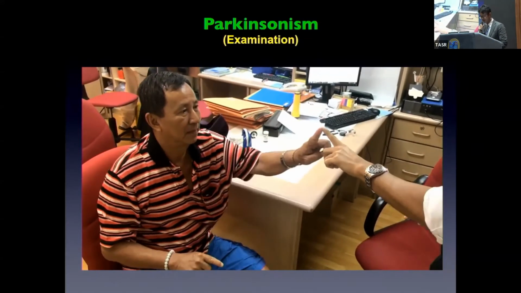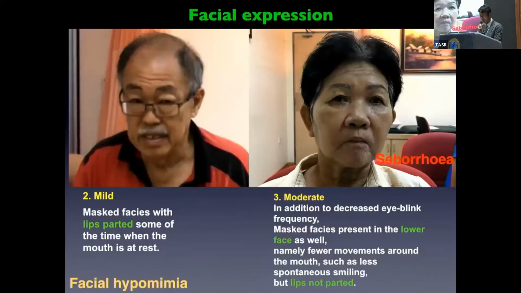Look for cerebellar signs, measure the blood pressure, supine and at the erect standing position. So just a few highlights. I won't go through the whole Unified Parkinson Disease Rating Scale. For example, in facial hypomimia, you look for the mask-like faces and whether the lips are parted sometimes when the mouth is at rest, and that would be a category of mild, which is 2, and moderate.